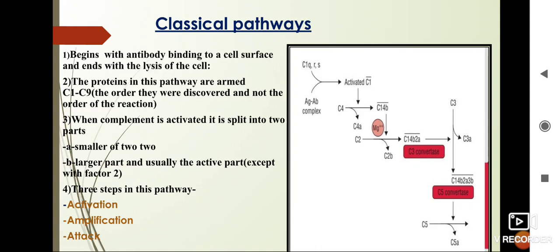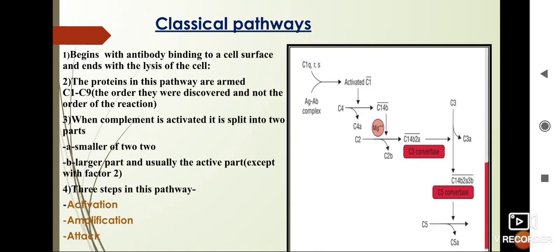Here we have an image. We can see how the classical pathway works. It begins with the antibody binding to a cell surface and ends with the lysis of the cell. C1 has three binding sites, that is C1q, C1r and C1s. It binds to one antigen-antibody complex and activates C1, which further activates C4, and it leads to the activation of C2, which further activates C3, and it leads to C5 activation.